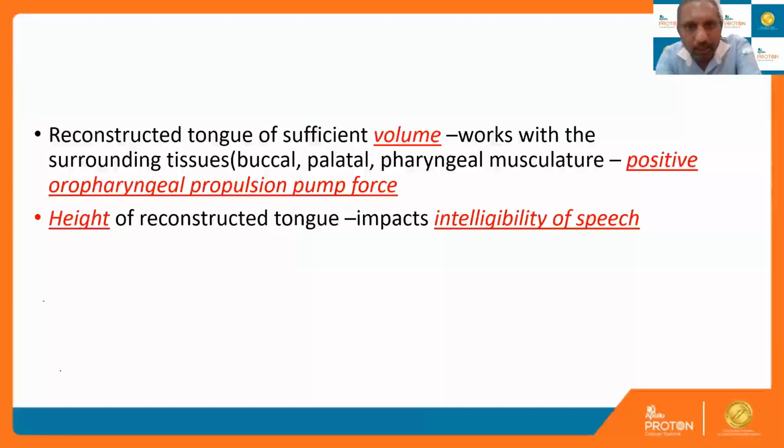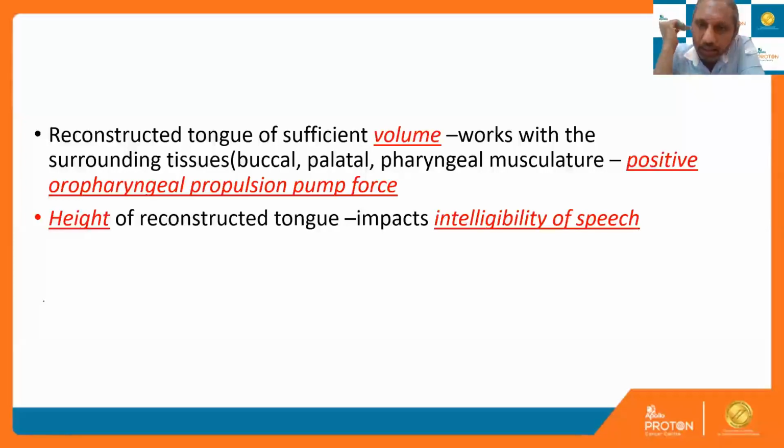When we reconstruct the tongue with sufficient volume, it works with surrounding structures, especially buccal mucosa and palatal and pharyngeal musculature, to produce something called positive oropharyngeal propulsion pump force, pushing the bolus down. Because the tongue is very much involved in swallowing and making the bolus ready for swallowing and pushing the bolus back.